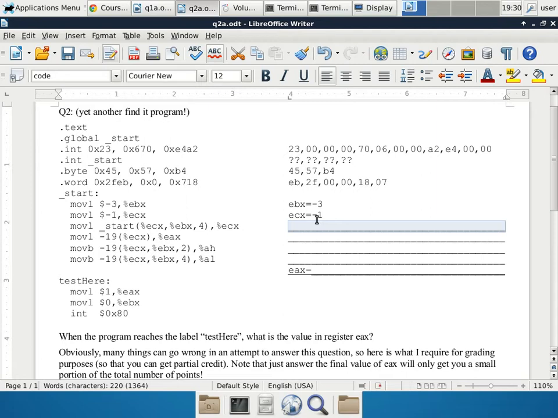All right. So this one is the first one that starts with partial credit because the first operand is a based, scaled, indexed operand. Okay, it is a memory operand.